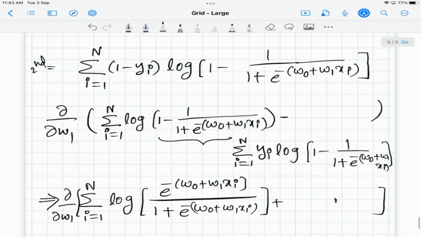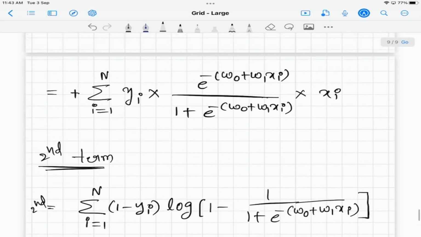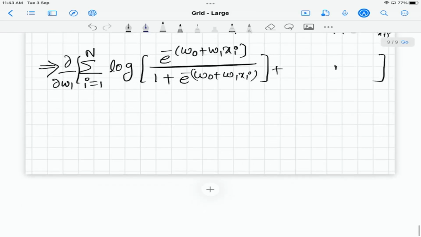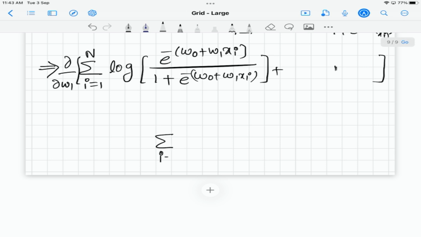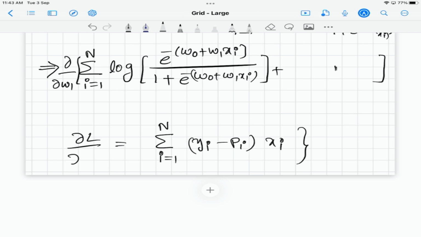So this is for the second term, no? Second term and first term, if you do, actually you will end up getting an expression like this. I think it is y minus pi and xi. Something like this you will get a simplified expression for your derivative with respect to w1, where your pi is your predicted one. So using this you can easily implement your gradient descent for your logistic regression.